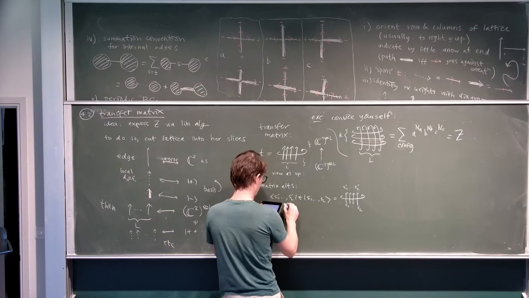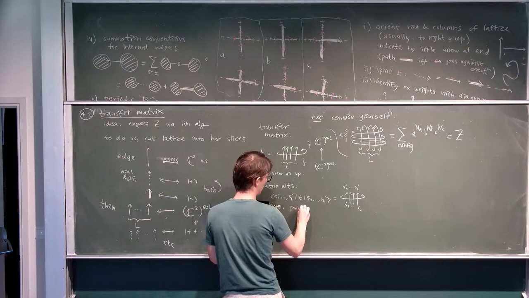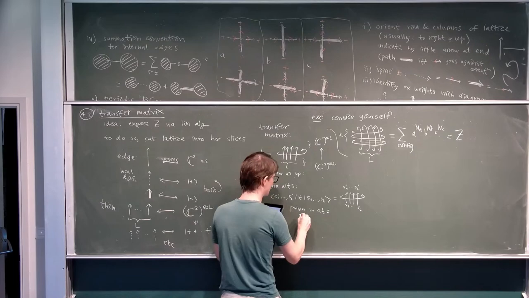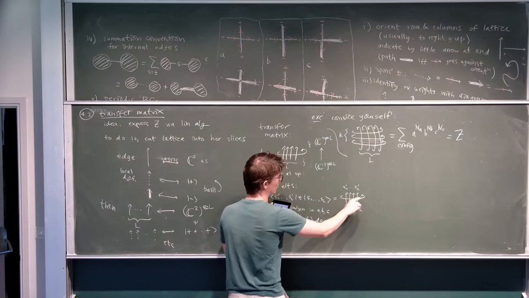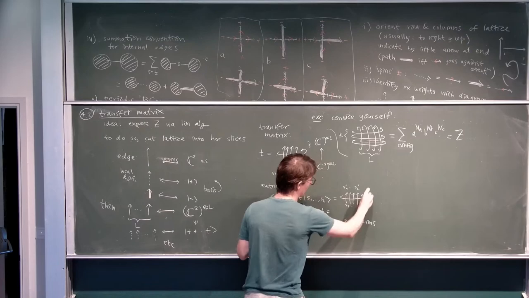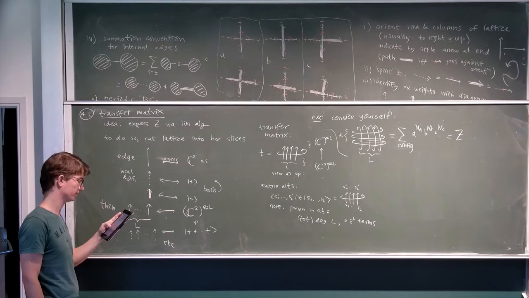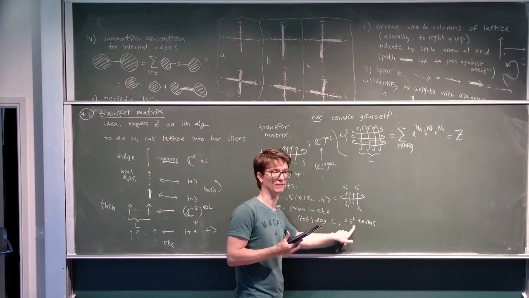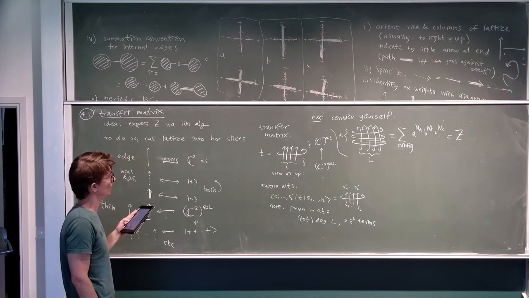We can note the result is a polynomial in A, B, and C, and it has total degree L, because there are L vertices, so I can have L A's, B's, and C's all together. There are going to be at most 2 to the L terms, because I have a sum over all these L internal horizontal edges. As we will see, luckily it's much, much, much less than this 2 to the L, so it will actually not be so bad. But before we get there, let's see why this transfer matrix is useful.